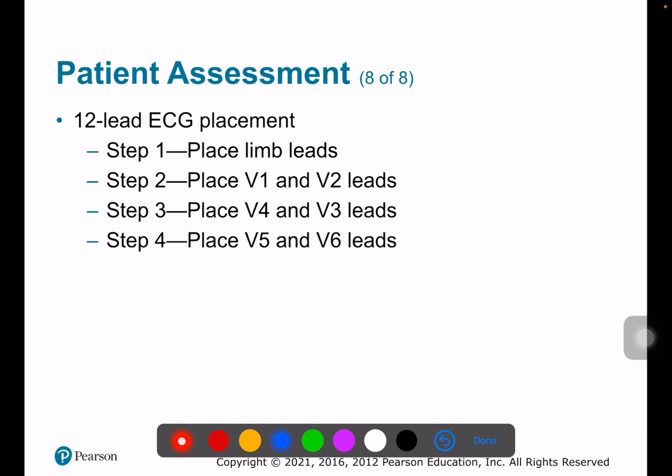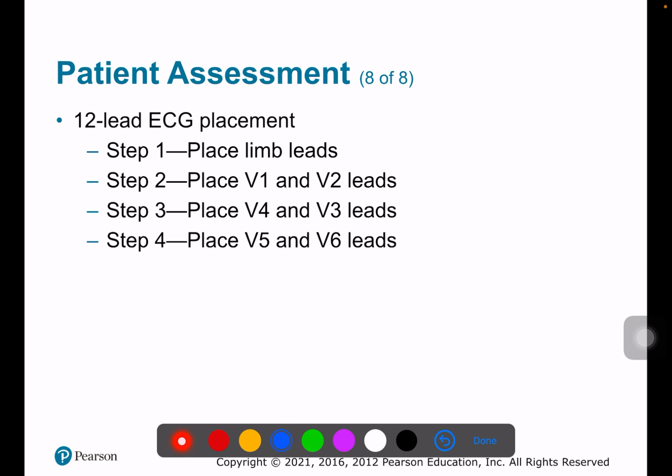So 12 leads, we're going to go through this in lab. But step one is place limb leads. And as I told you guys, limb leads are limb leads. They're not torso leads. They're limb leads. Place them in the right spot, right? Right wrist, right ankle, left ankle. In the ambulance, it's okay to put the right one not on the wrist, but on the outside of the shoulder. But the closer those leads are to the heart, it's going to change the picture. So you've got to be able to get a good picture.